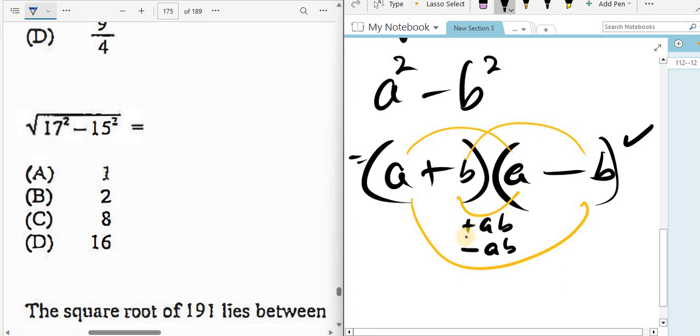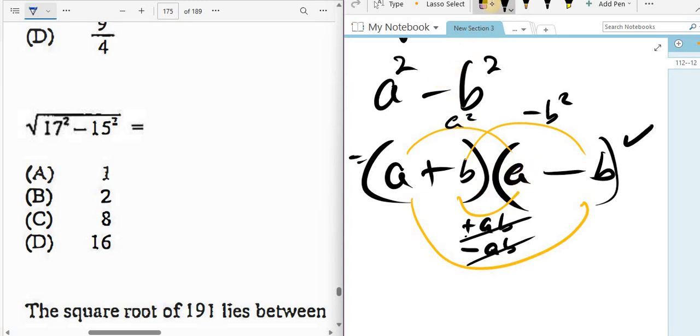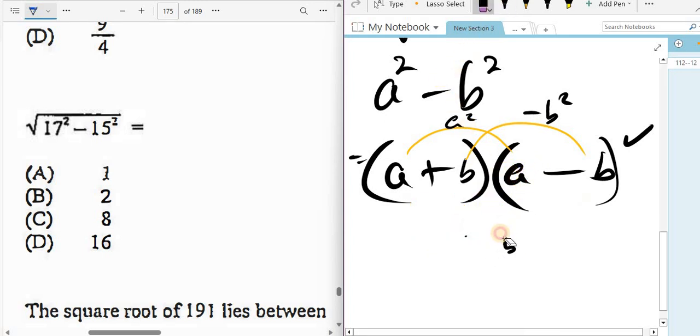So this is really 1ab minus 1ab, they cancel out. So all we're left with is just what? The a times a, which is a squared, and the negative b times negative b, which is negative b squared. So you end up with a squared minus b squared. So the inner and outer cancel. That's why I'm saying that a squared minus b squared is simply a plus b multiplied by the quantity a minus b. Now with that fact, it enables us to work out this easily.